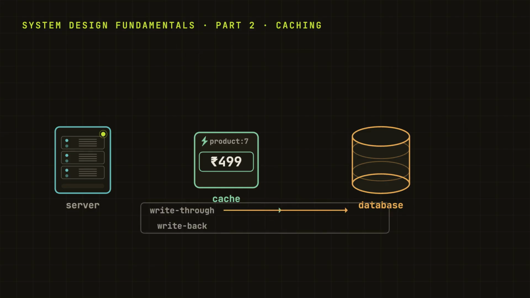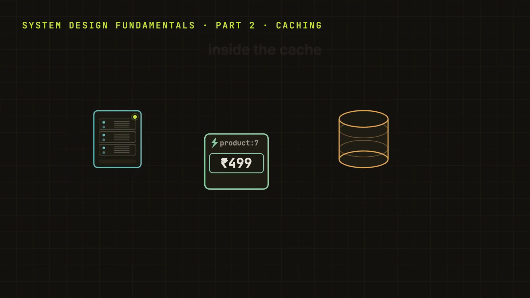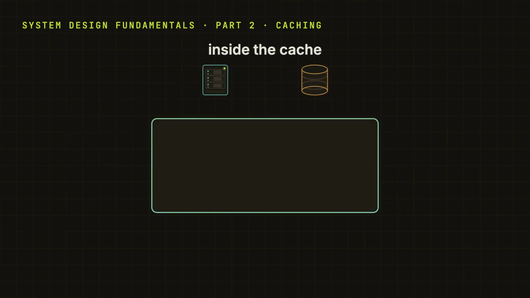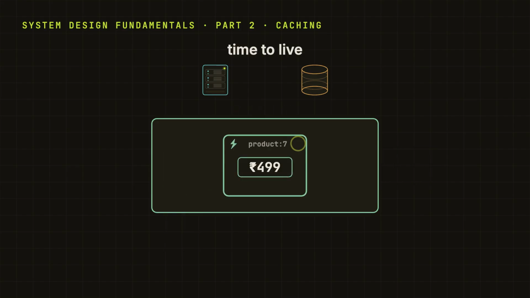There are other patterns as well. Write-through, where you update the cache and database together, and write-back, where you write to the cache first and the database later. But cache aside is the one to know first. Now, caching has two famous hard problems and they are worth knowing properly. The first is eviction. A cache is small, so when it fills up, it must throw something out. The most common rule is LRU, least recently used. Throw out whatever has not been touched in the longest time. And each entry can also have a TTL, a time to live, after which it expires automatically.